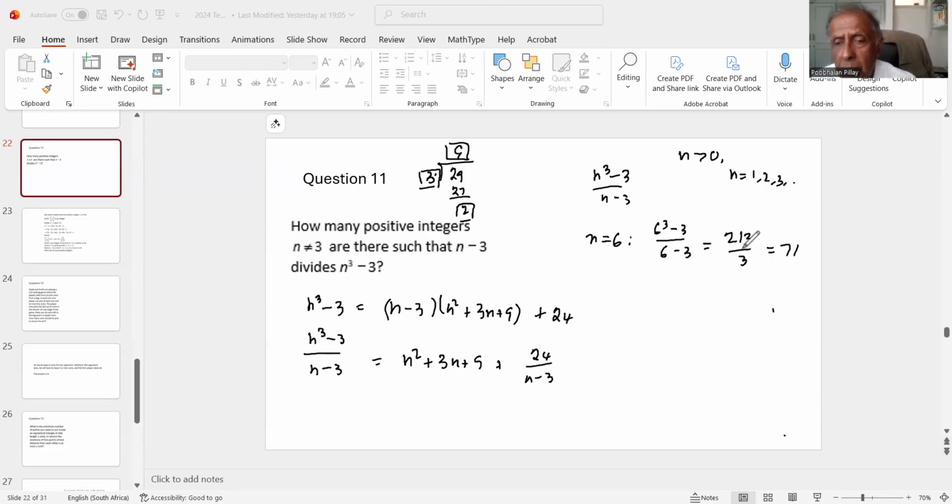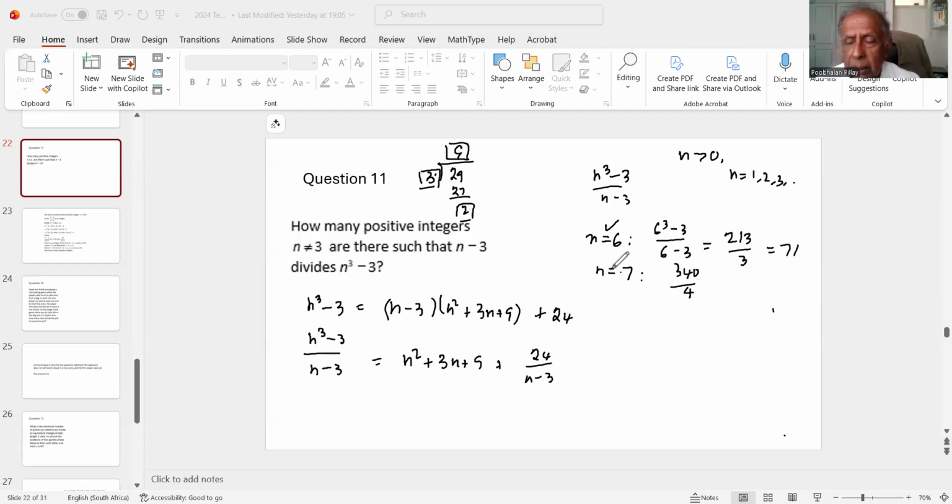So you want to know for which values of n this divides this. So n equals 6. The 3 divides 6 cubed minus 3, because this goes exactly into it. So n equals 6 is accepted. But if you try n equals 5, or try n equals 7: when you try n equals 7, you have 7 cubed minus 3, which is 340, over 7 minus 3, which is 4.